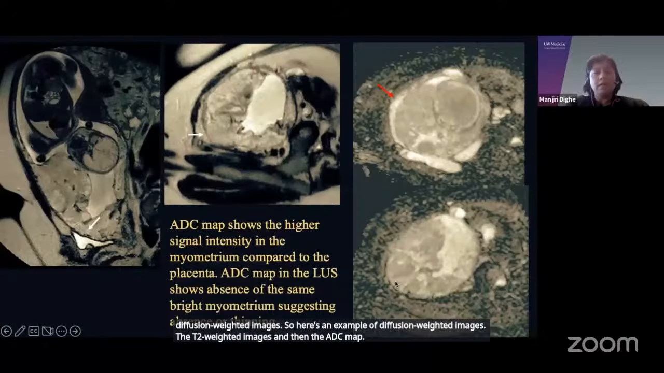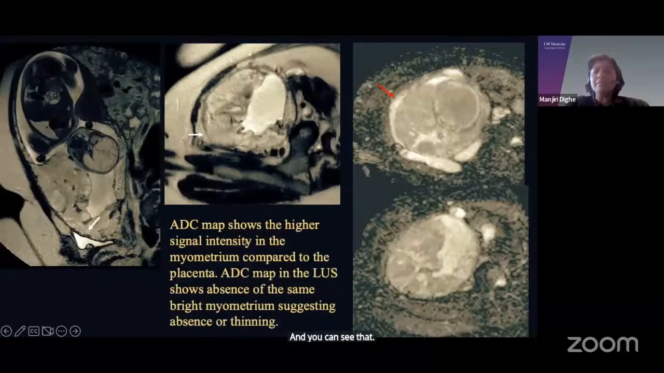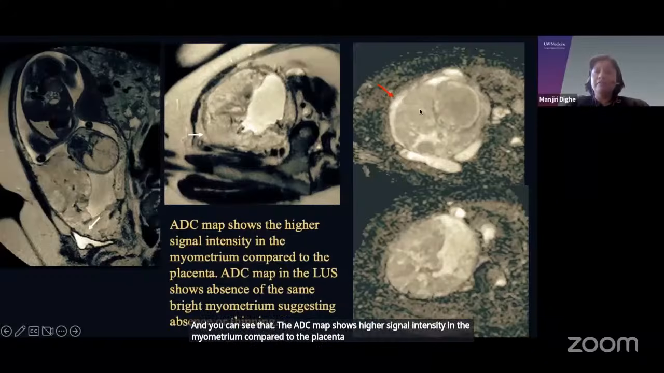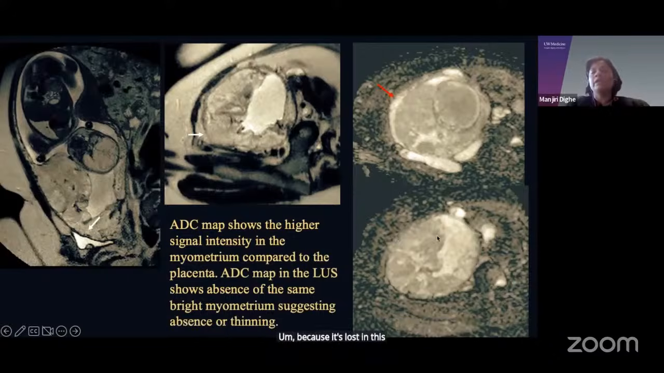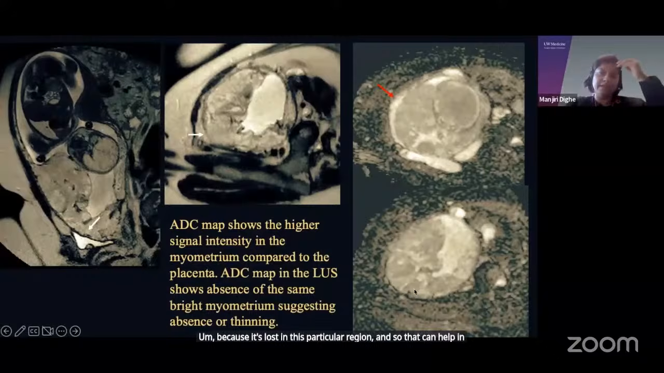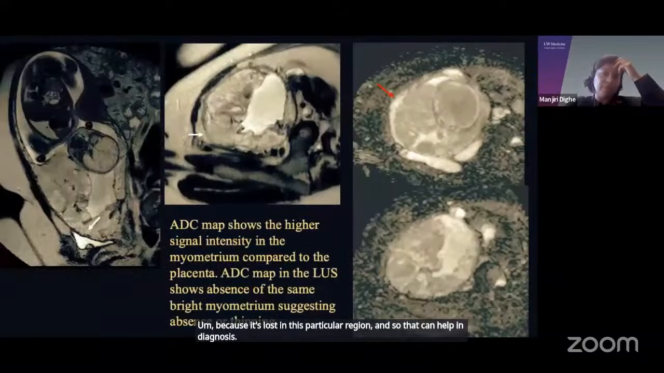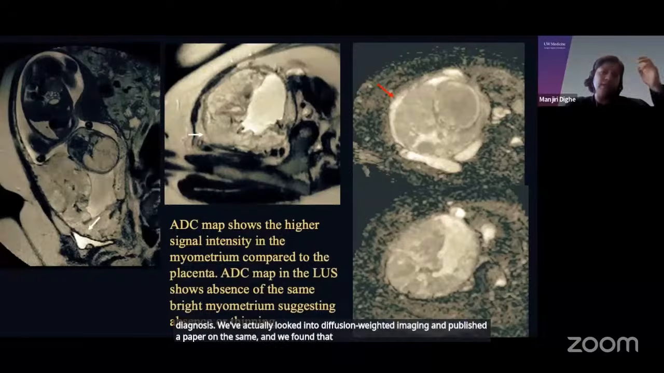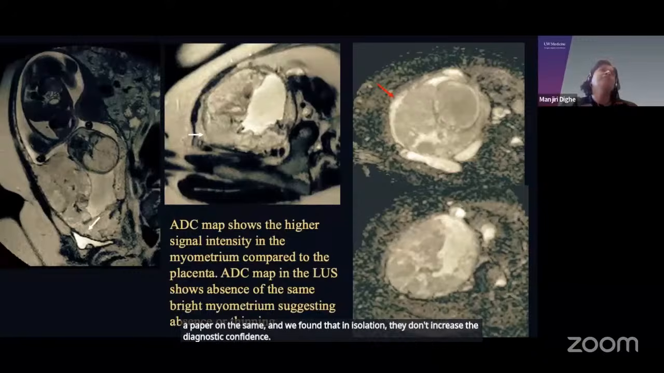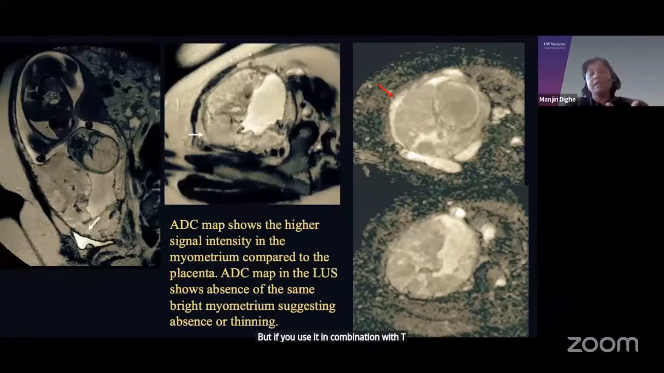And you can see that the ADC map shows higher signal intensity in the myometrium compared to the placenta. If you look at a case that has placenta creta spectrum, this is a normal case. This is someone who had placenta creta spectrum. You don't get that same high signal intensity in the myometrium because it's lost in this particular region, and so that can help in diagnosis. We've actually looked into diffusion-weighted imaging and published a paper on the same, and we found that in isolation, they don't increase the diagnostic confidence, but if you use it in combination with T2-weighted images, that can help increase the diagnostic confidence.